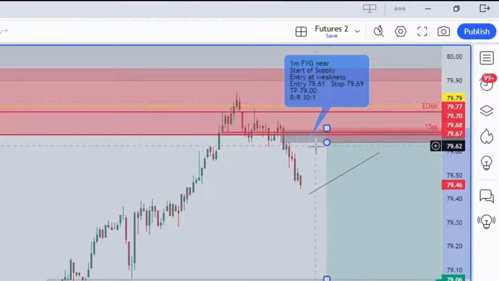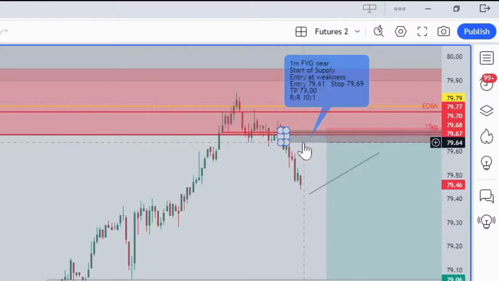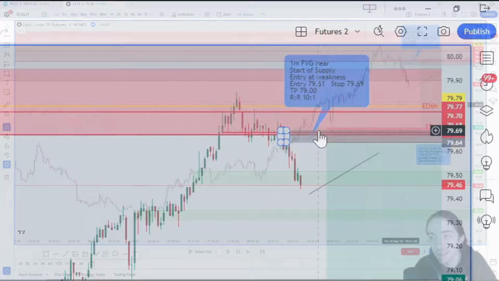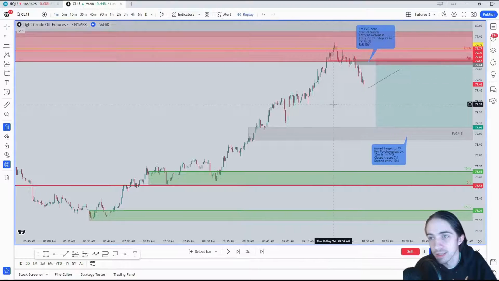I put my limit order right at the start of this 1-minute fair value gap, and I do like to put my stop order a few points above the fair value gap just to play it safe, because a lot of people have their stops immediately at the top, and sometimes the market likes to wick the fair value gap before it continues. So I was playing it safe on this trade. This trade itself was about a 10-to-1, a 9-to-1. It turned into a 10-to-1 because I had that original entry.